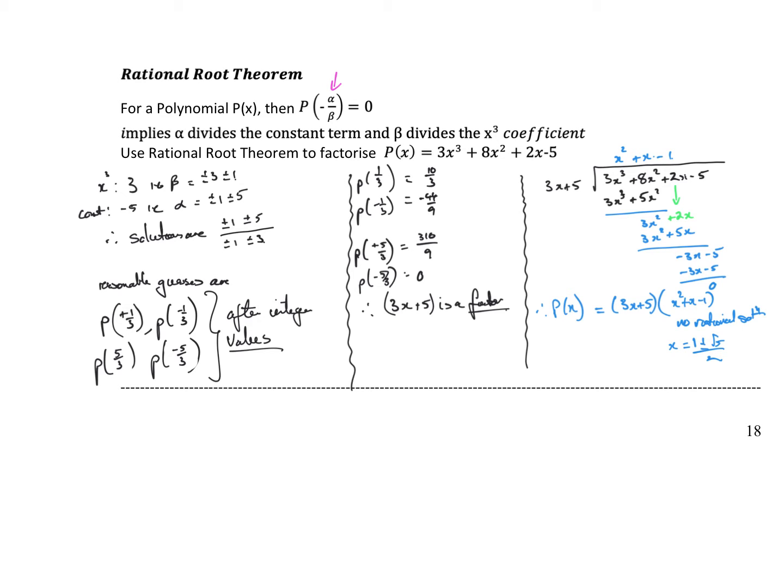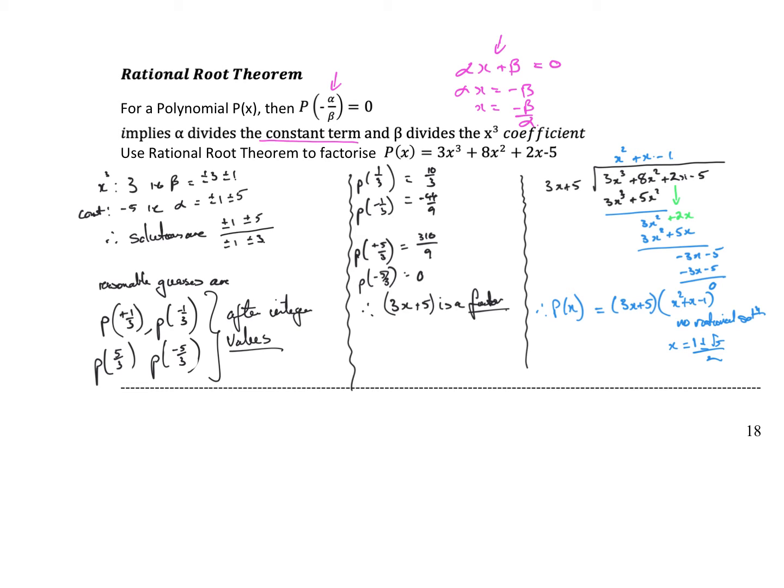So for a polynomial, if p of negative beta on alpha is equal to 0, so that's my solution. So let's put that in context. Alpha x plus beta equal to 0, and then alpha x is equal to minus beta, x is equal to negative beta on alpha, yeah? So if p of negative beta on alpha is equal to 0, it means that alpha x plus beta is my factor.